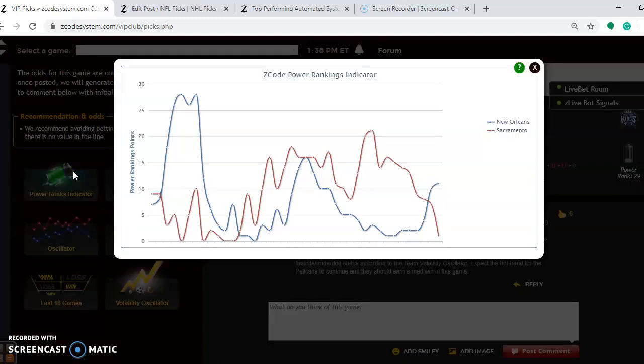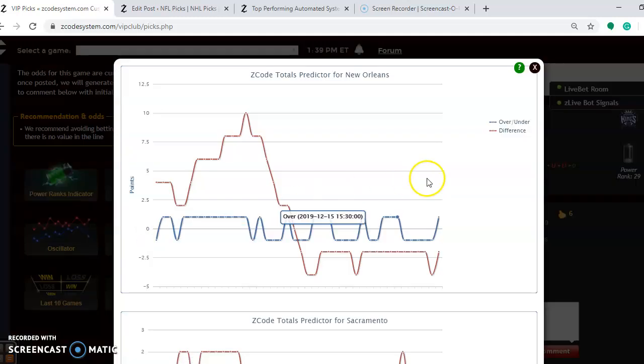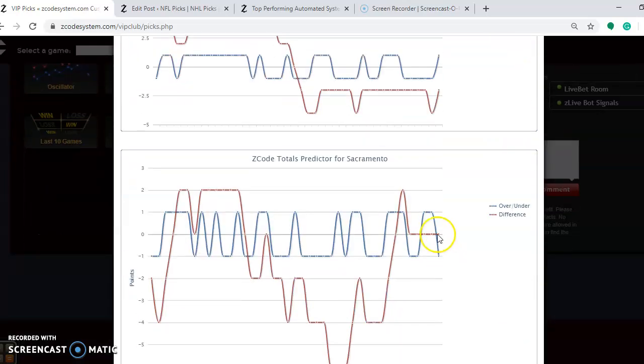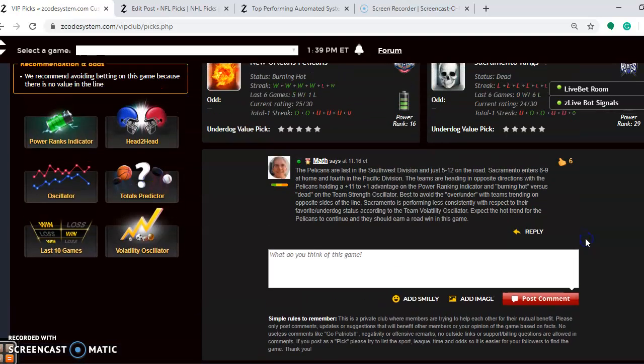If you look at the power rankings indicator, you'll see the teams trending in opposite directions. New Orleans was down at plus 2, and Sacramento was at plus 9 just the day after Christmas, and now the tides have changed. New Orleans is plus 11, and Sacramento is at plus 1. If you're looking at the over and under, New Orleans is trending under the line in their matchups, and Sacramento is trending over. So usually when the teams are trending on opposite sides of the line, I say to avoid the over under unless one is a lot more extreme over or under than the other. But in this case, I would say probably avoid betting the over under.